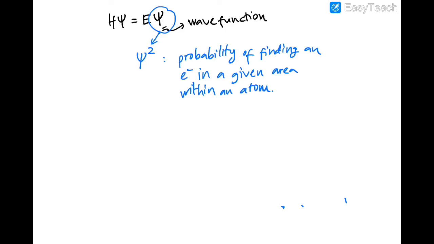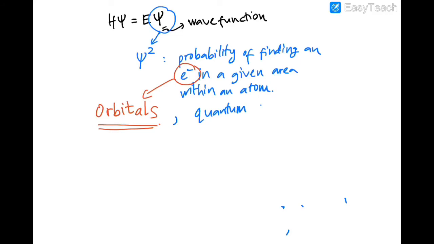Now, the area where it is possible for us to find an electron is called the orbital. In the next segment, we will discuss the types of orbitals and the identity of electrons that is represented in four quantum numbers.